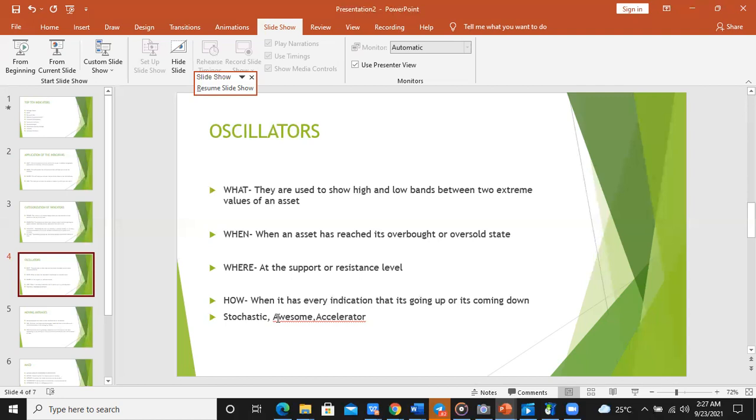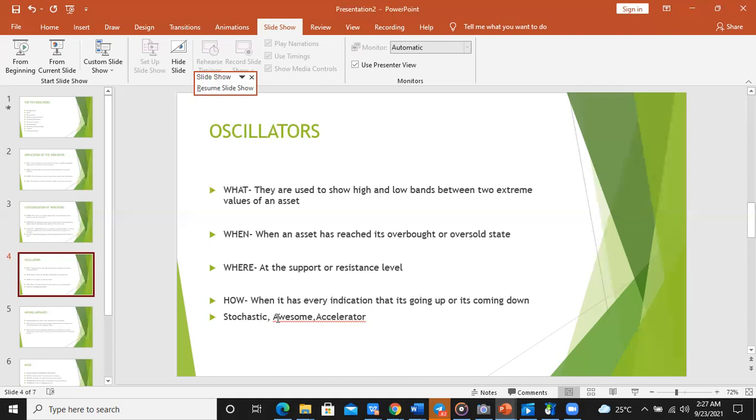All right, so we have oscillators. Now, they are used to show high and low bands between two extreme values of an asset. So Kofi is here, Ama is here. The gap between them, Kofi's price is what?